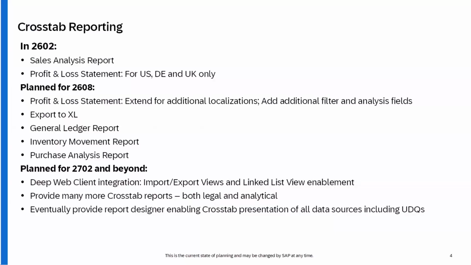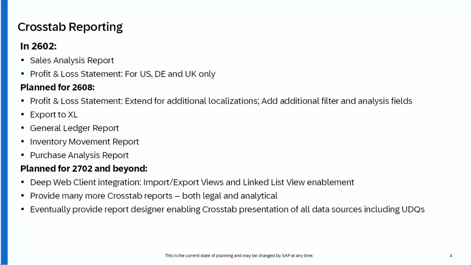Let's just now talk about what we're planning to do. That's the current functionality in 2602. In 2608, we're extending, as I mentioned, the profit and loss statement to also be applied to additional localizations and adding additional filter and analysis fields. But very importantly, we're going to be adding the general ledger report, the inventory movement report, and as a complement to the sales analysis report, we're also providing the purchase analysis report. They are all going to be in the same format of the crosstab report itself. In addition to that, we will enable all the crosstab reports to have export to Excel capabilities.